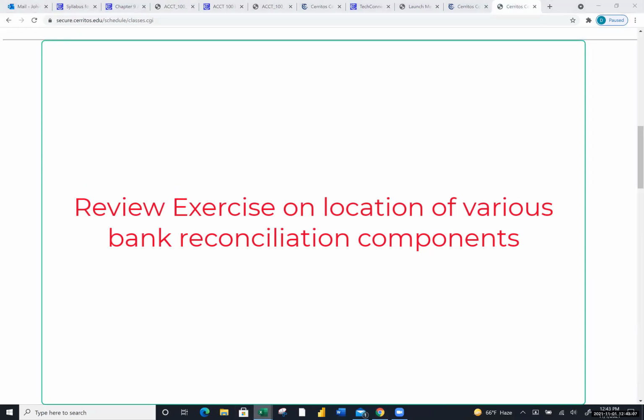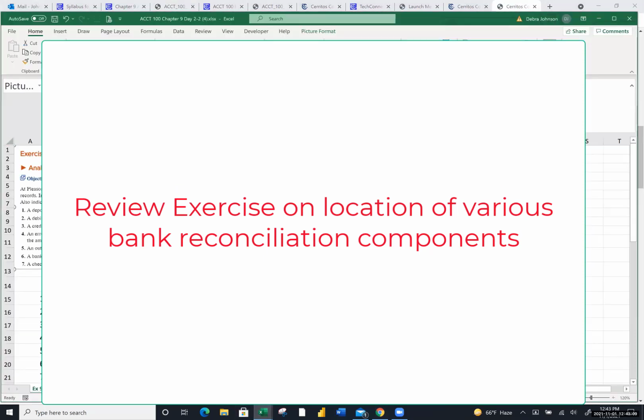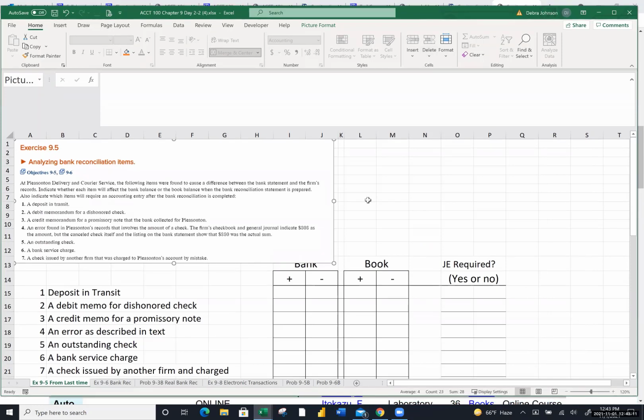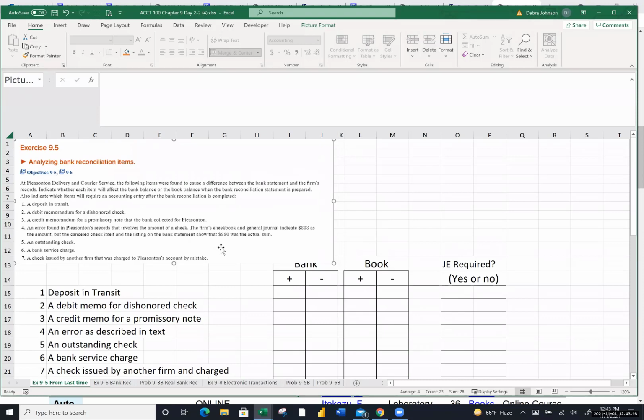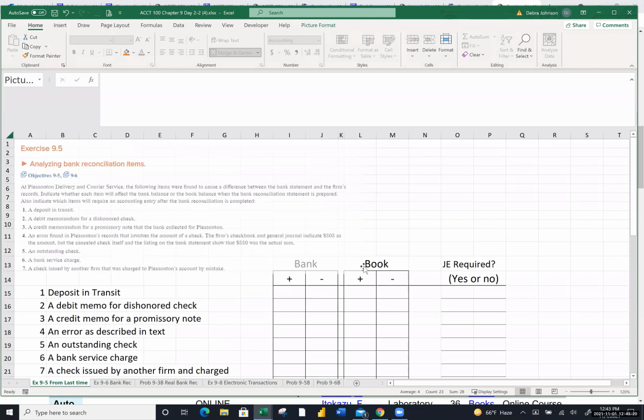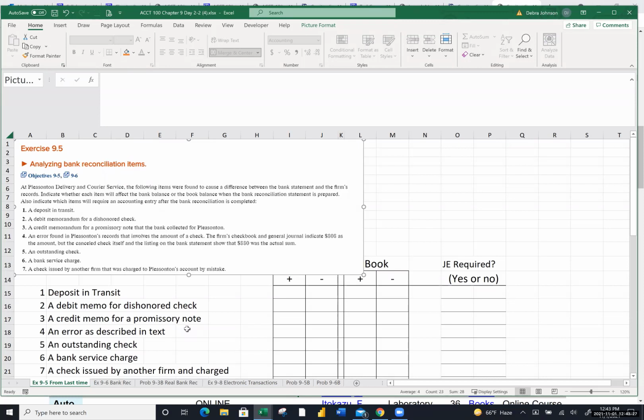And I asked you guys to try exercise 9-5. And I mentioned, I think in the announcement, that I'm expecting this to be probably worth about 10 points of multiple choice questions. So I hope that you completed this. We're going to go through the transactions because you will see them on the exam. It says at Pleasanton Delivery and Courier Service, the following items were found to cause a difference between the bank side and the book side. Indicate whether each of these items will affect the bank balance or the book balance.